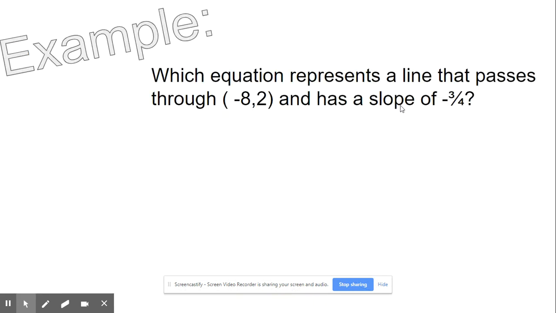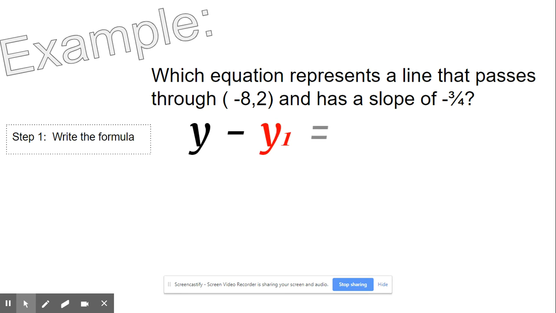Here's an example. Which equation represents a line that passes through (-8, 2) and has a slope of -3/4? Step one is to write the formula: y minus y1 equals m, in parentheses, x minus x1.